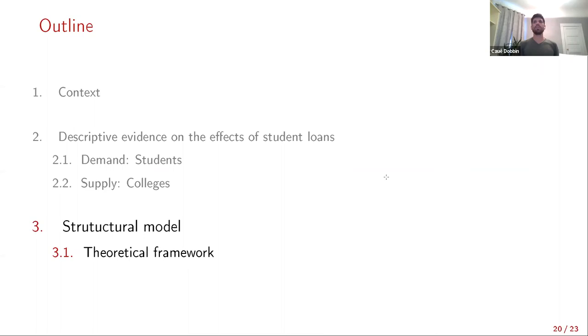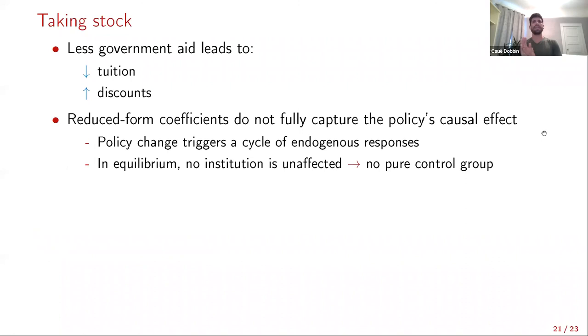Okay, so let's move on to the last piece, which, like I said, is work in progress. I'm just going to give you the broad motivation for what we're doing, which is the structural, theoretical part. The motivation for this part is exactly what I just said, the lessons we took from the empirical exercise. And the lessons were that when you have less government aid available, specifically fewer student loans, it seems that institutions decrease their tuition and offer more discounts.